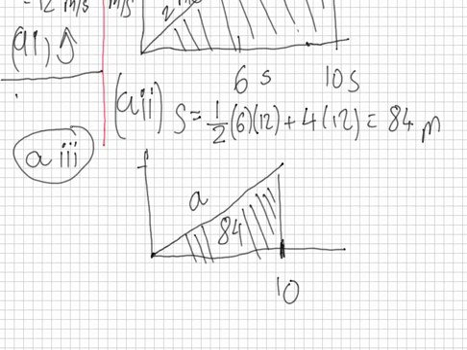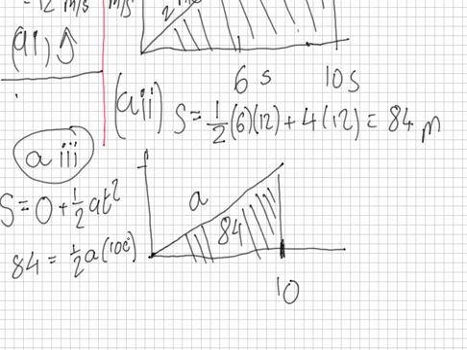He wants the acceleration. So what formulas could I use? Do I know the V? No. Do I know the U? Yeah, 0. I know the T, and I know the S, so I think the best one to use would be S equals UT, which is 0, plus a half AT squared. So in other words, 84 would equal a half AT squared, which is 100. So 84 times 2 divided by 100 is 1.68.